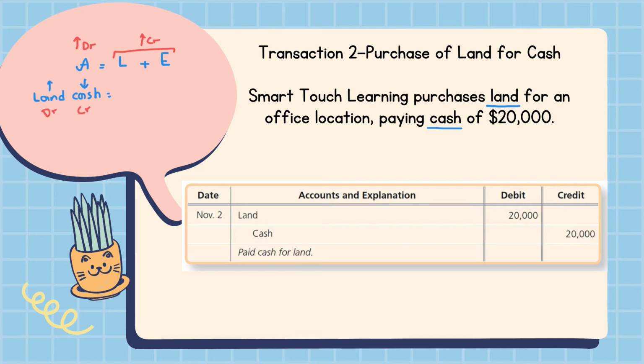After the journal, we're gonna post the entry to the general ledger. So I'm gonna go to the T account of the land, and in the debit side, I'm gonna write 20,000. Then I'm gonna go to the T account for the cash, and I'm gonna credit the 20,000.